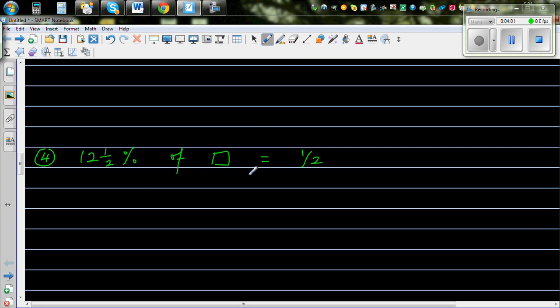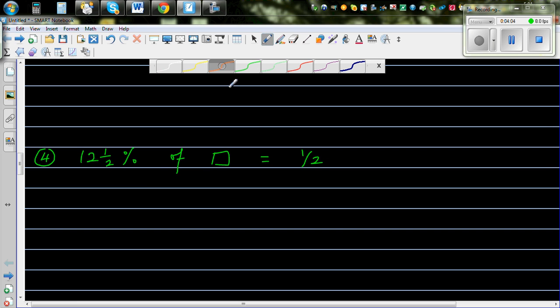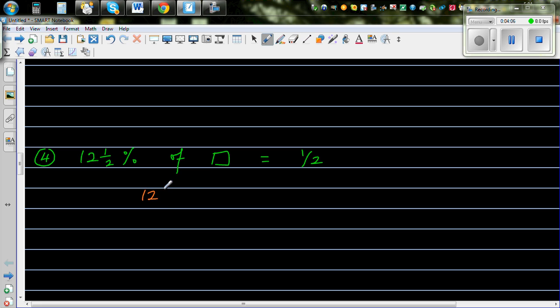Okay, 12.5% of something is half. So 12.5% is half. Let us double it. What is double 12.5%? Double 12 is 24 and double a half is 1. So 25% is 1. Now from 25% you can find 100%, because 100% is 4 times this, so that is 4. So the answer is 4. Does it make sense?